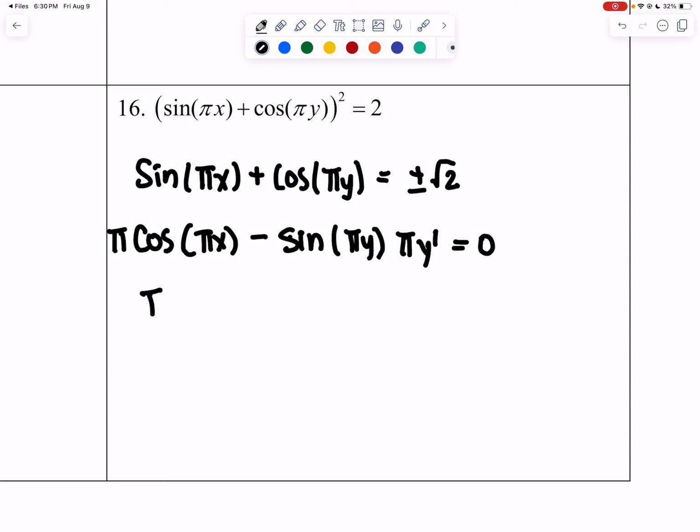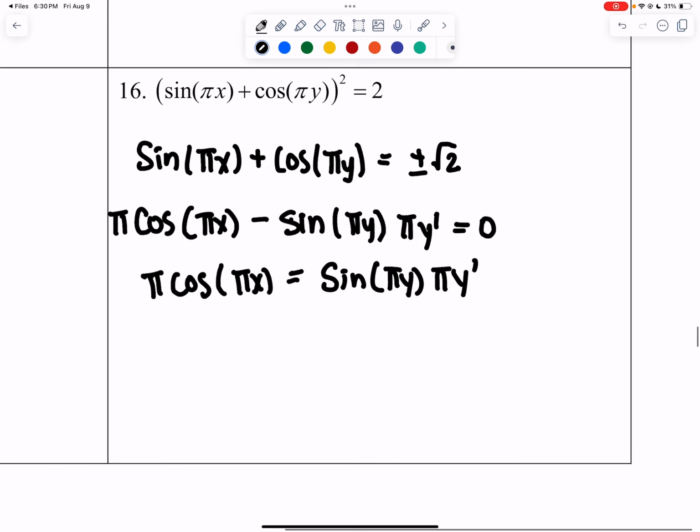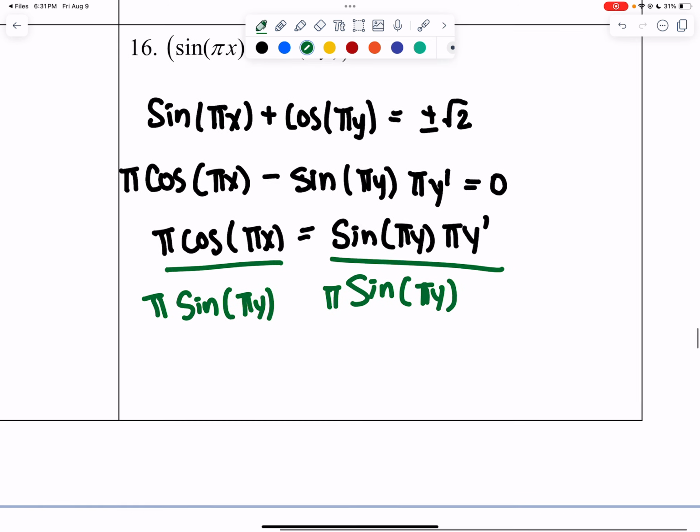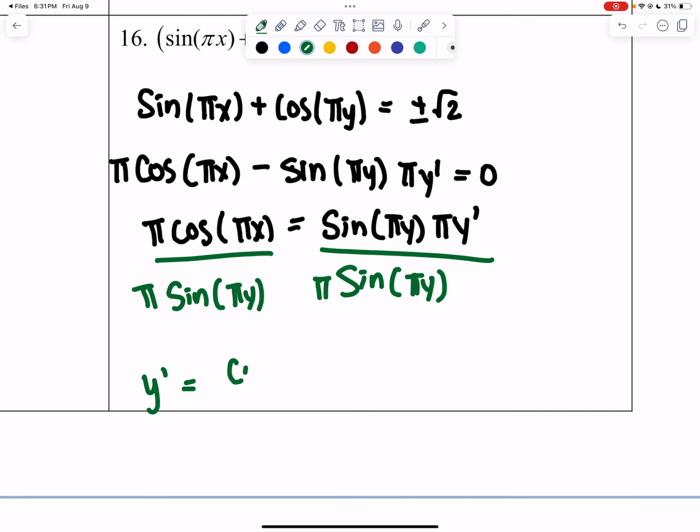I'm going to move the y prime over. And then I'm going to divide by sine pi y times pi. I'm going to move the pi up front. Which gives us my derivative to be cosine of pi x over sine of pi y. Yay!